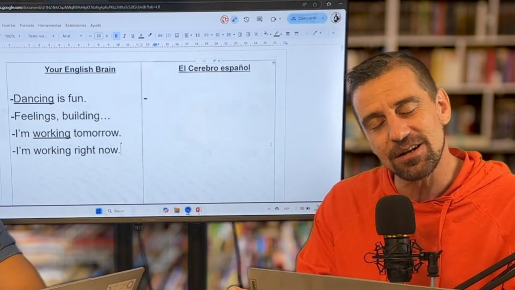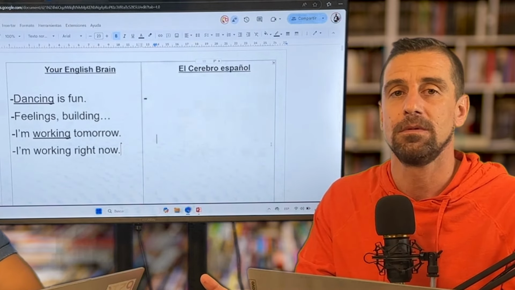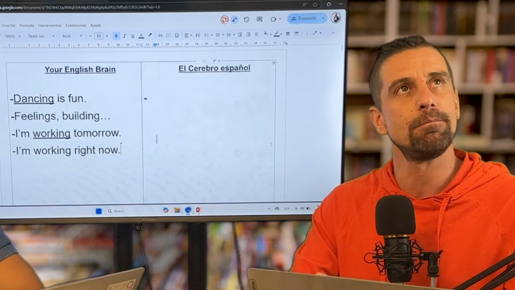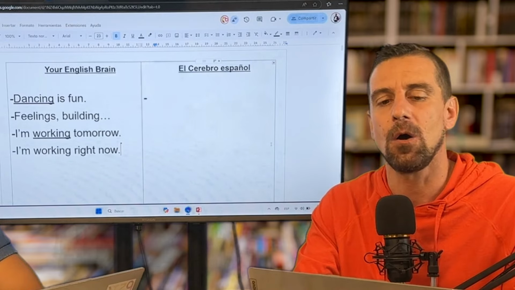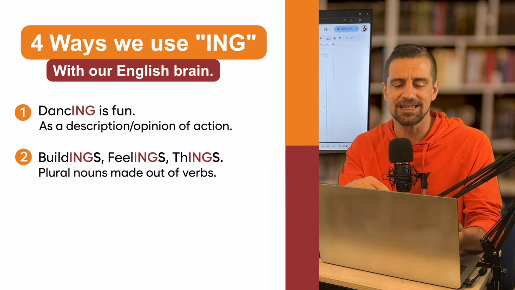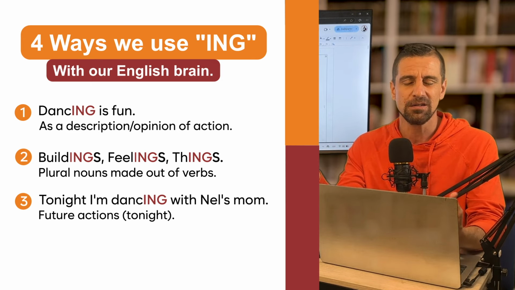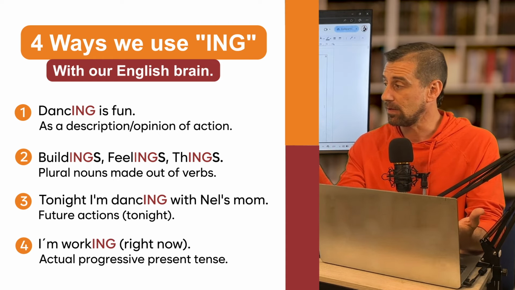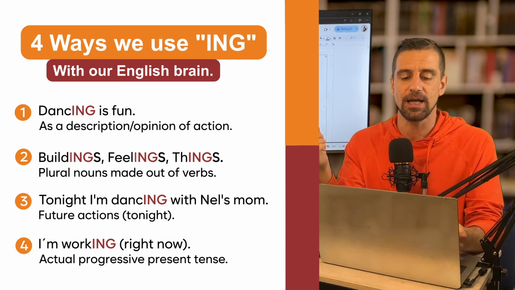And the last thing that you're going to use the -ing on in your English brain is, I'm working right now. I'm filming with Nelfer. I am saying -ing a lot. So the differences are dancing is fun, it's a description. Feelings, buildings, things that are nouns. I'm working tomorrow, expressing what we're going to do maybe later or tonight or tomorrow. And things I'm actually doing right now. I am talking. I am recording a podcast.